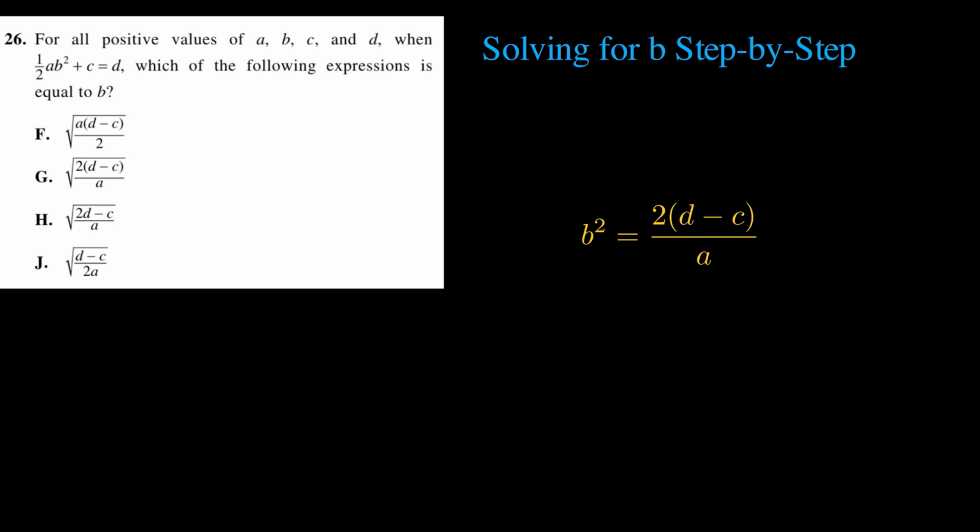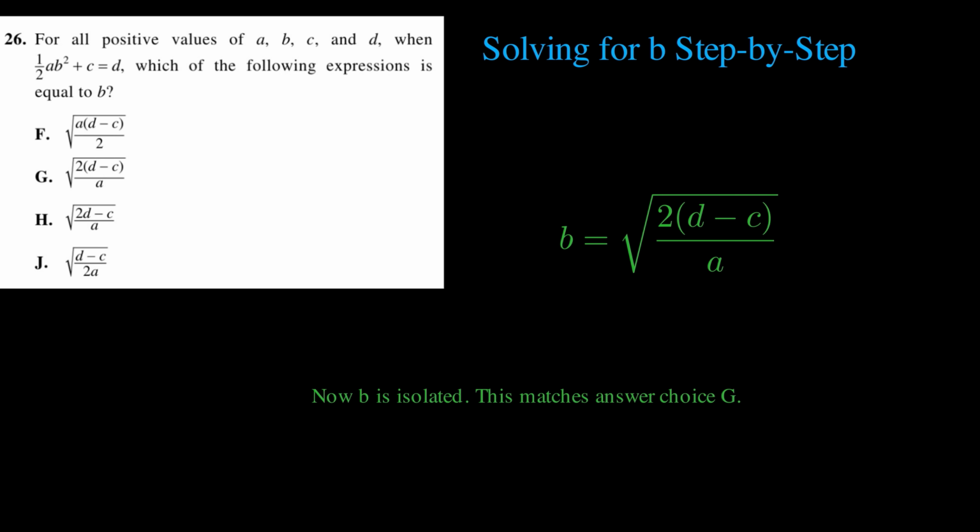Now only b squared remains on the left. The variable is still squared. To undo a square, we take the square root. Taking the square root of both sides gives b equals the square root of 2 times quantity d minus c divided by a. And now b is isolated. Looking at the answer choices, this expression matches answer choice G, so the correct answer is G.